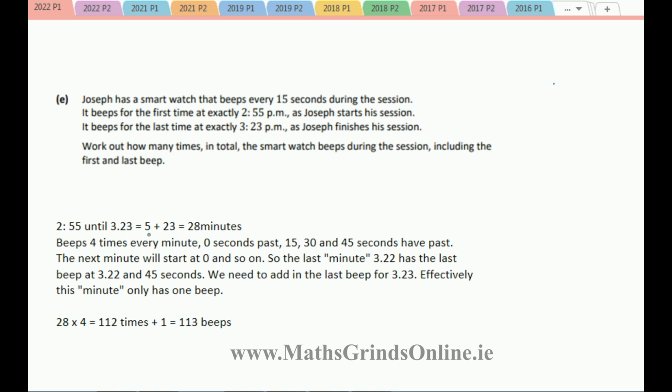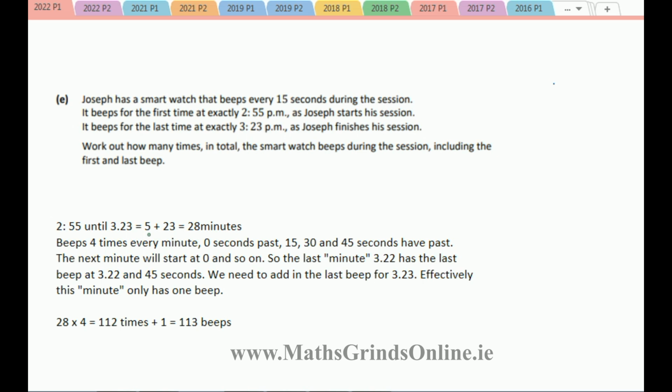So the last minute for 3:22 has the last beep at 3:22 and 45 seconds. So we obviously need to add in an extra little beep for 3:23. Now again, it won't beep at 3:23 and 15 seconds, so just the once there. Effectively, this minute only has one beep, as I said. So every minute has 4 beeps, and the last minute there, which is 3:22, is going to beep at 3:22 exactly, 3:22 and 15 seconds, and 30 seconds and 45 seconds. So they're the 4 beeps for the minute that is 3:22.